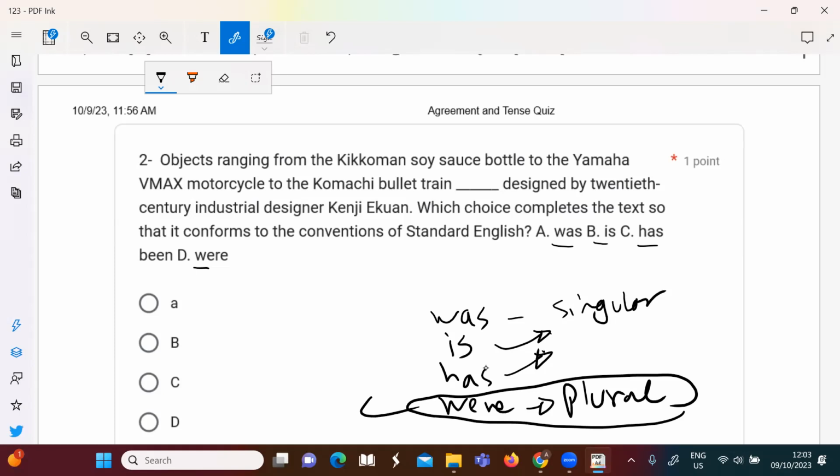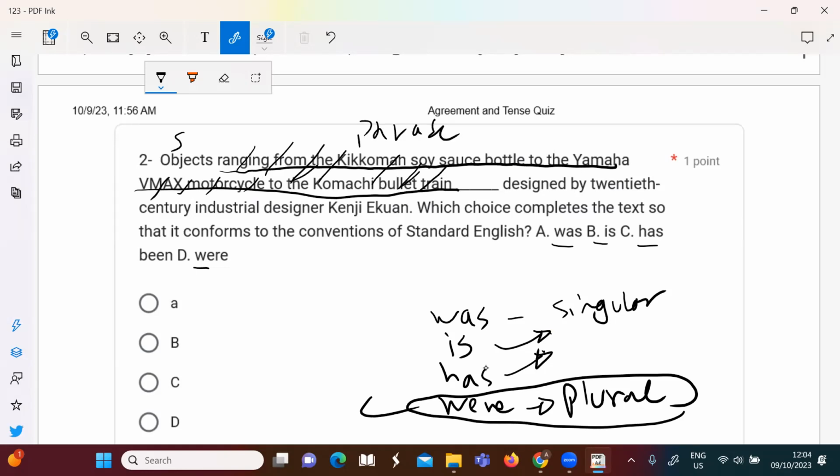طيب، أول حاجه اعملها في أي سؤال subject verb agreement أو أي سؤال في الرايتنج لازم أجيب السبجكت والفيرب. ها فين هنا السبجكت يا جماعه؟ objects صح، لأن ranging from كذا to كذا to كذا كل ده it's a phrase. This is a phrase ranging from كذا to كذا. يبقى subject objects. Objects plural, so objects were. It cannot be singular.